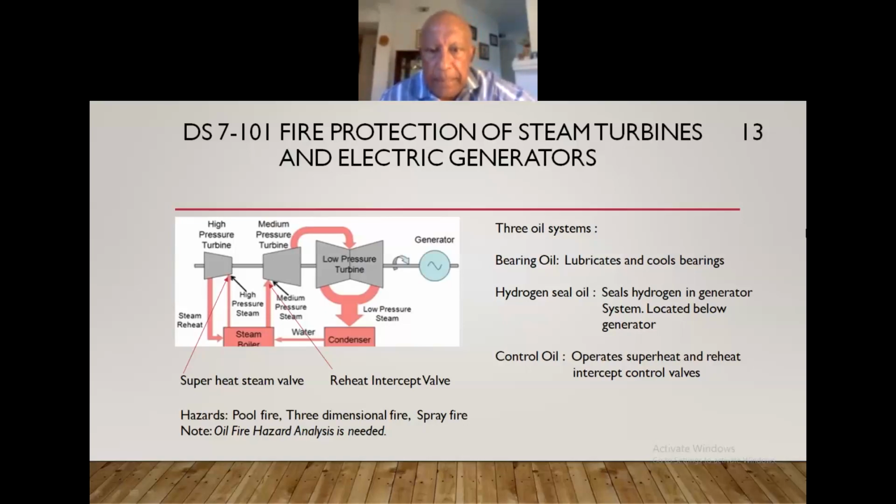There are three major oils: hydrogen seal oil and control oil. I want to talk about the hydrogen seal oil a little. This generator is cooled by hydrogen at about 40, 50, 60 psi pressure. There are two oil lubricated seals at these two ends so that hydrogen does not leak out and create an explosive atmosphere. And the drain oil comes from there into a hydrogen detraining tank system.